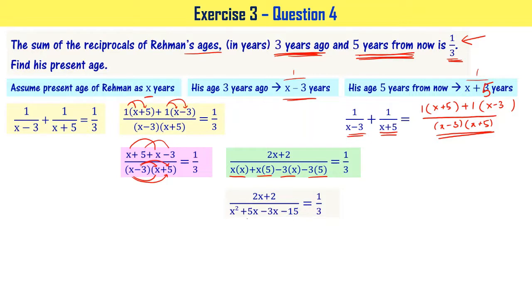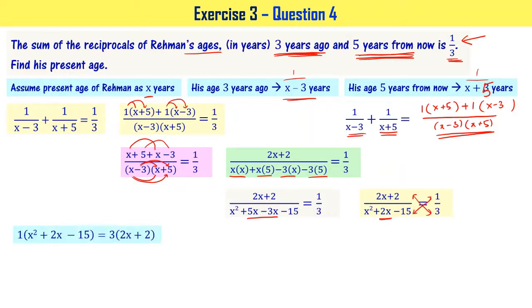These two can be clubbed together, right? Plus 5x minus 3x. When you do that, the equation now becomes 2x plus 2 divided by x square plus 2x minus 15 equal to 1 by 3. I can take the cross multiplication now so that the equation becomes 3 times 2x plus 2 equal to 1 times x square plus 2x minus 15, right? This can be further simplified and written as x square plus 2x minus 15 equal to 3 times 2x, that is 6x, plus 3 times 2, that is 6.